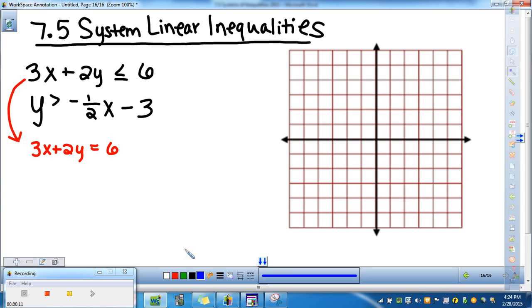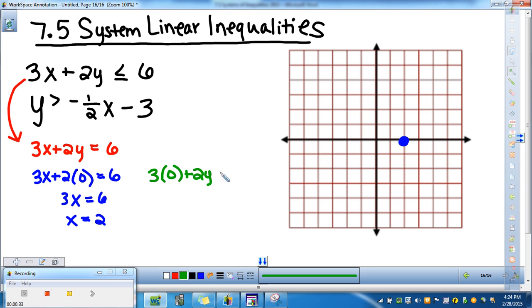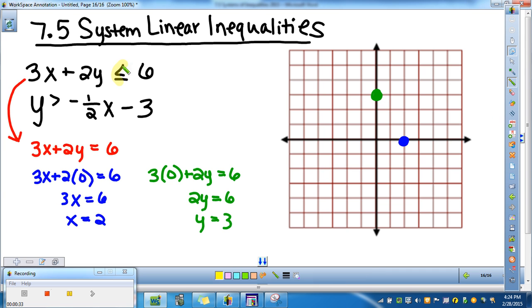We will find the x-intercept by plugging in 0 for y. We're solving 3x equals 6, giving us x equals 2. To find the y-intercept, we will plug in 0 for x, leaving us with 2y equals 6, and we get y equals 3. Because the symbol is less than or equal to, we will connect these with a solid line.